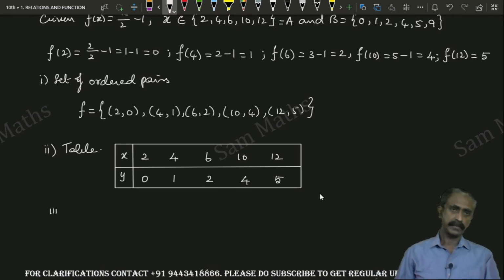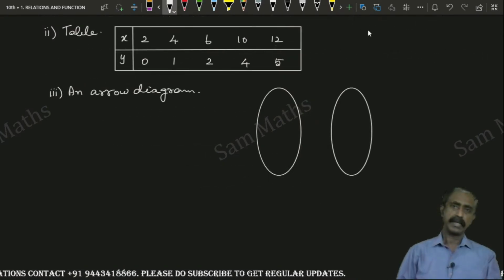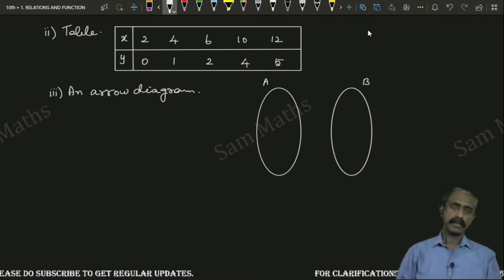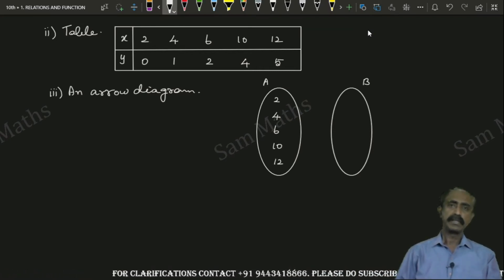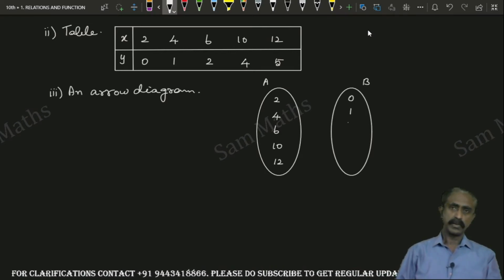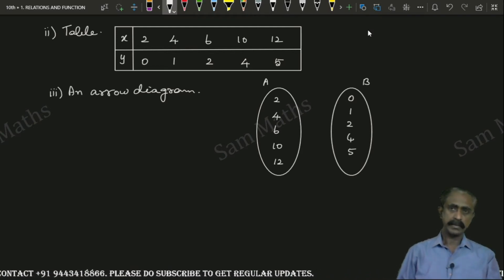The third one is an arrow diagram. I consider two sets, one is A and another one is B. Here the first set elements are 2, 4, 6, 10, 12. The second set elements are 0, 1, 2, 4, 5 and 9. We have to write all the elements.